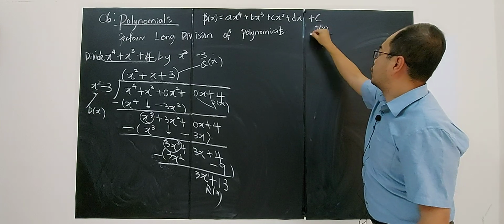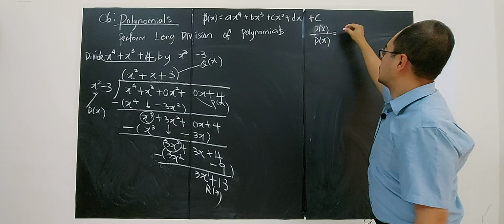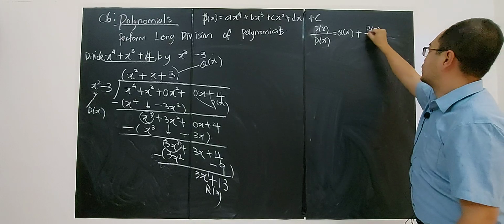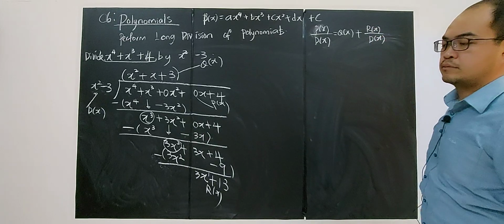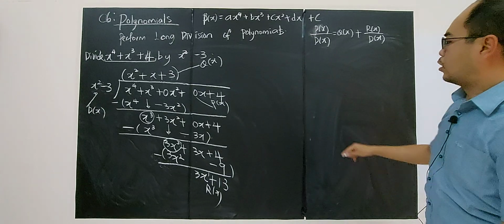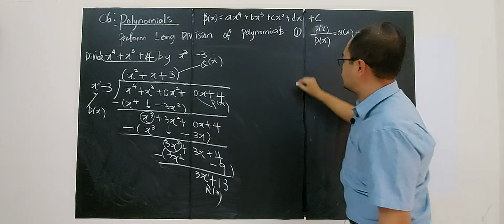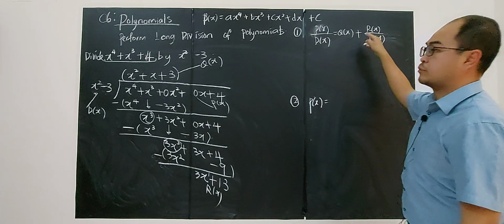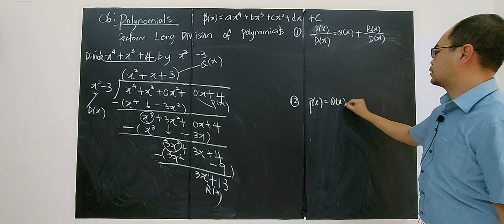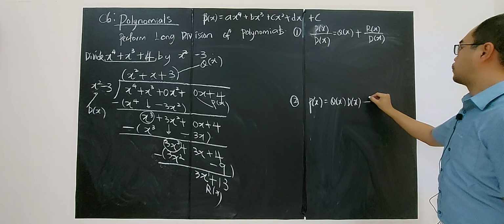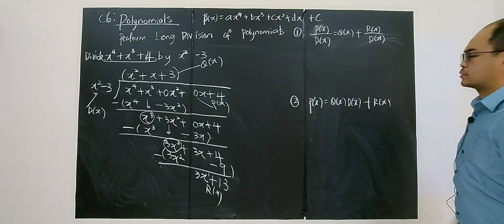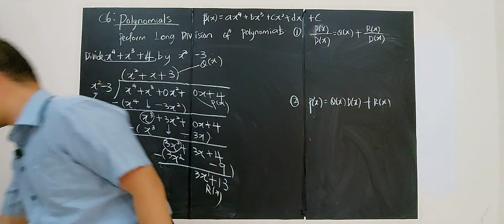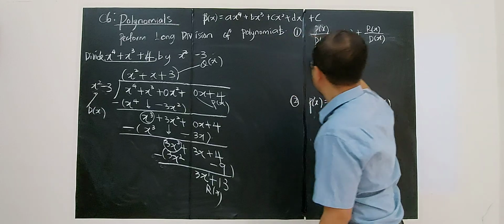px over dx equals qx plus the remainder divided by the divisor here. Or in another form, this is number 1, number 2, another form will be px is multiply everything with dx. It's qx dx plus rx.